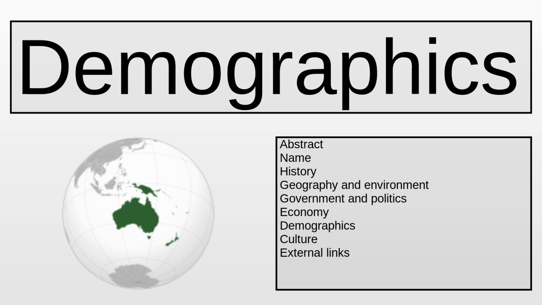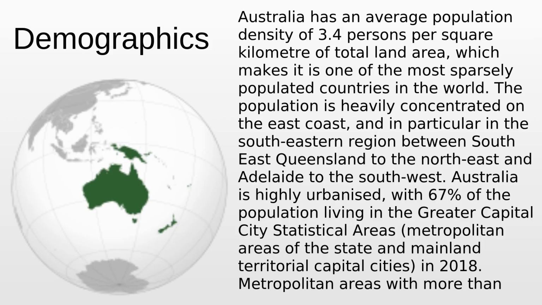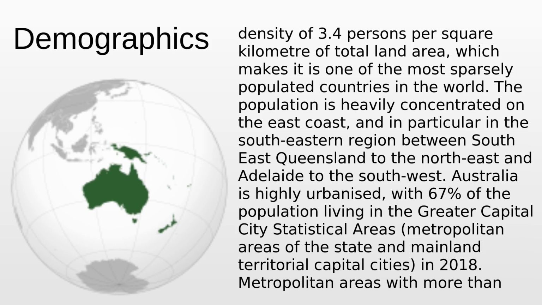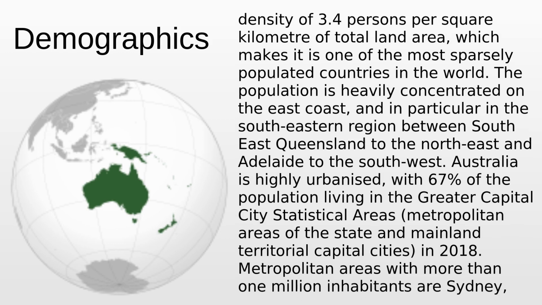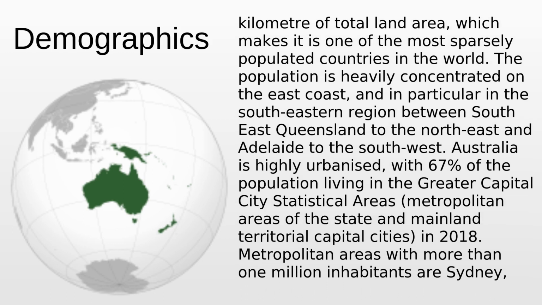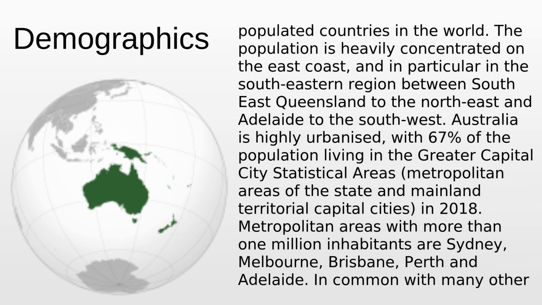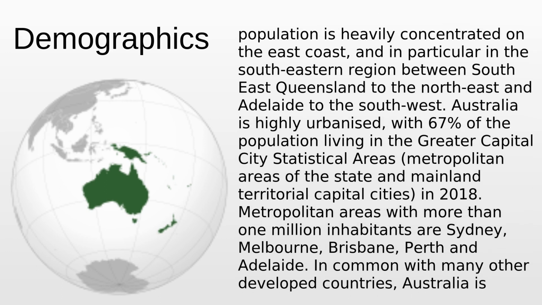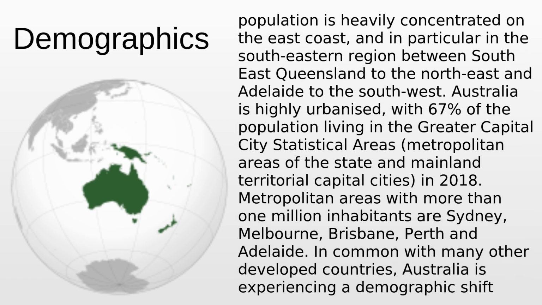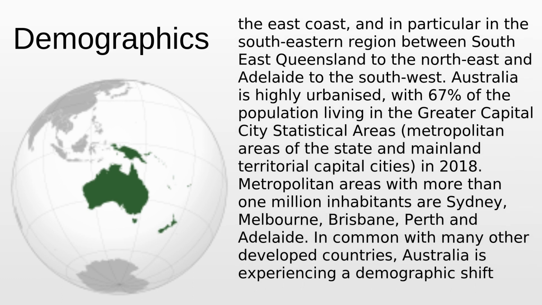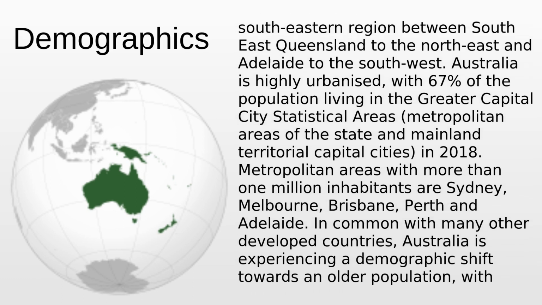Demographics. Australia has an average population density of 3.4 persons per square kilometre of total land area, which makes it one of the most sparsely populated countries in the world. The population is heavily concentrated on the east coast, and in particular in the southeastern region between southeast Queensland to the northeast and Adelaide to the southwest.